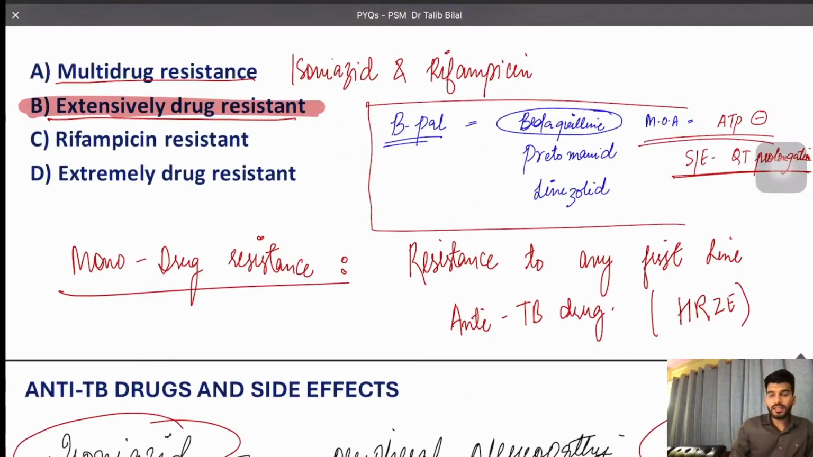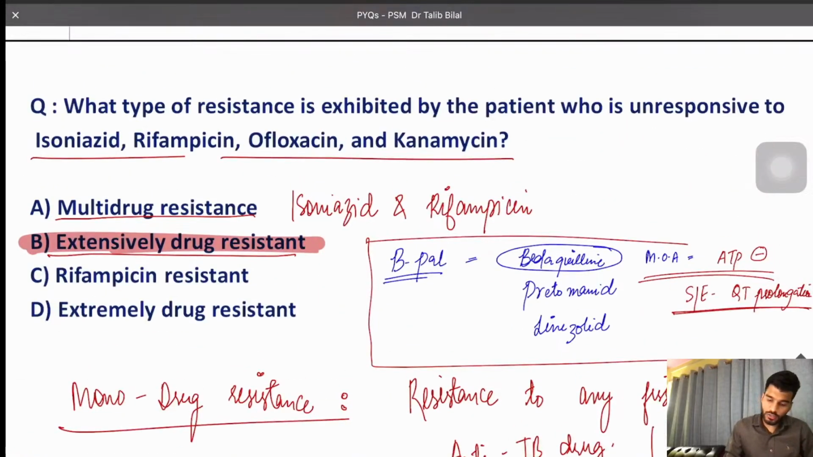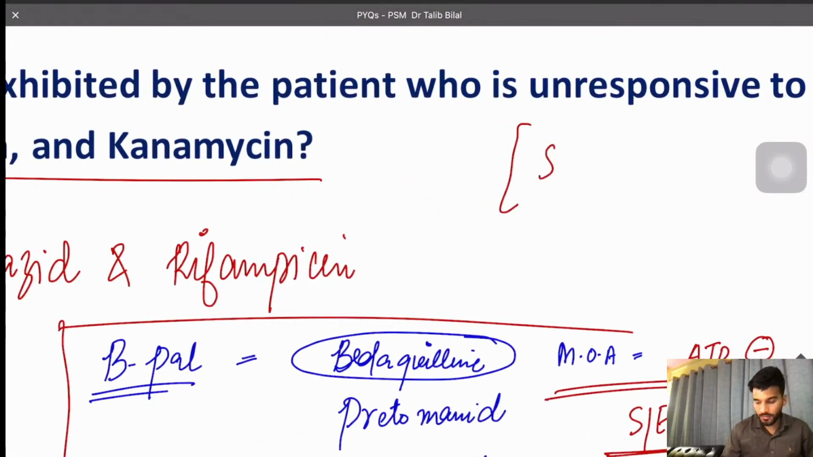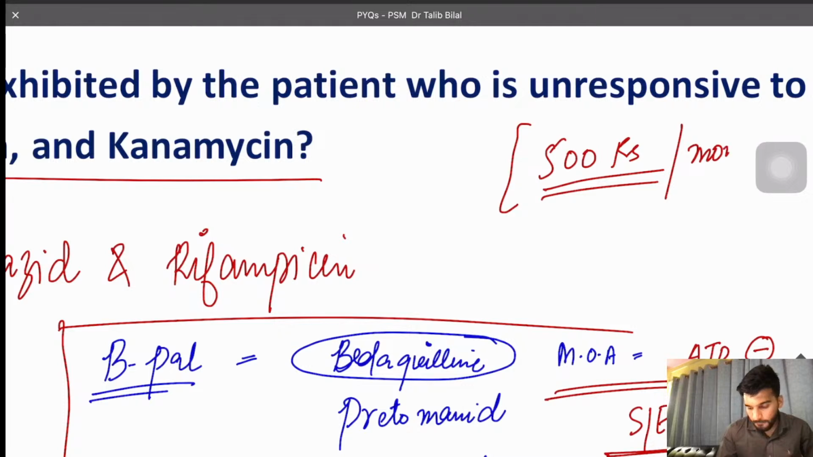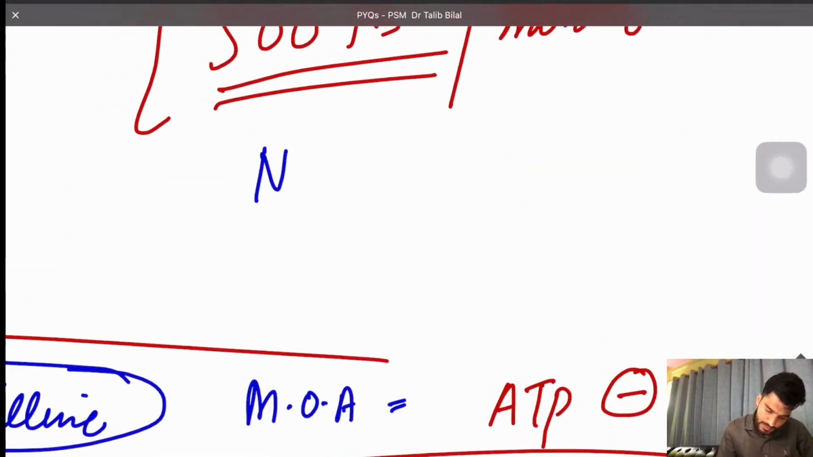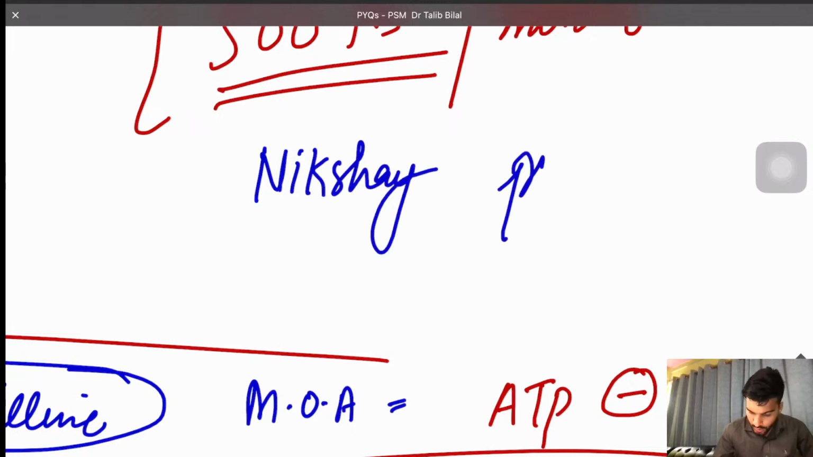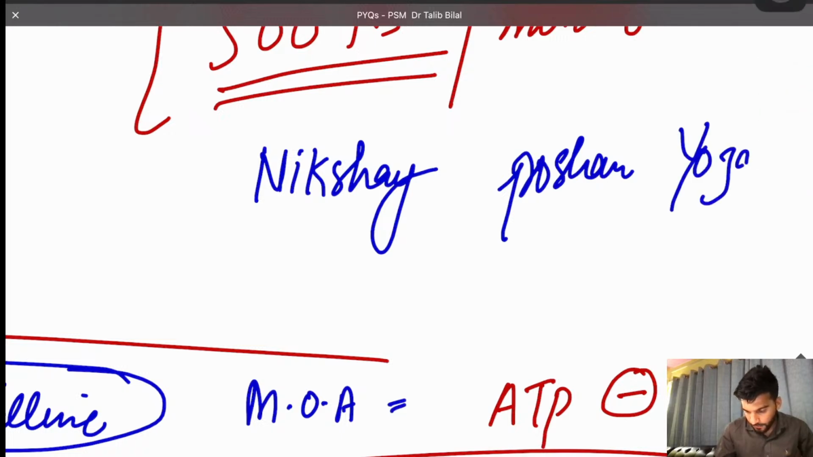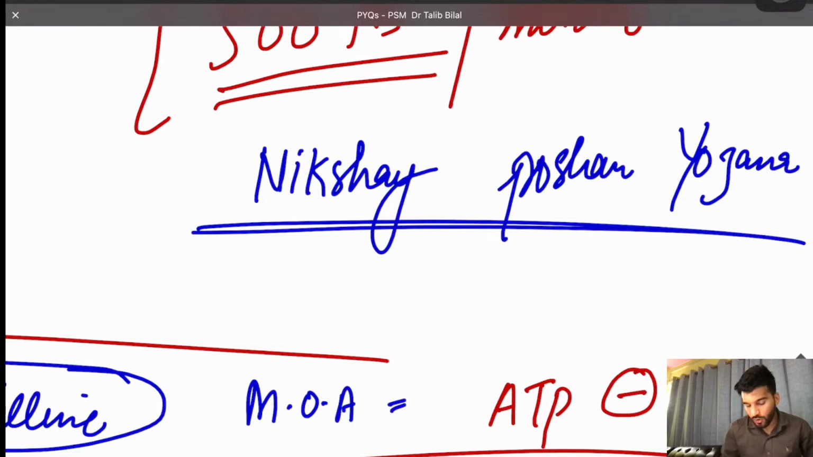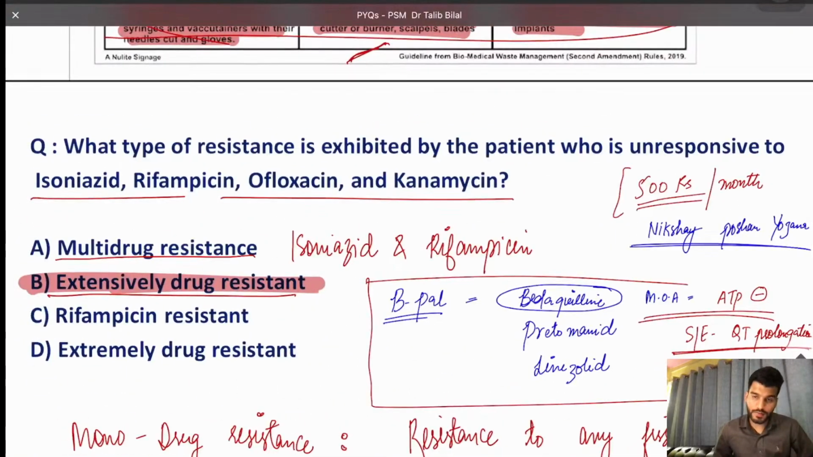Under the Nikshay Poshan Yojana, how much money is to be given to the TB patient? 500 rupees. So they are being given 500 rupees per month, under the Nikshay Poshan Yojana. Remember this as well. So it's all about tuberculosis.